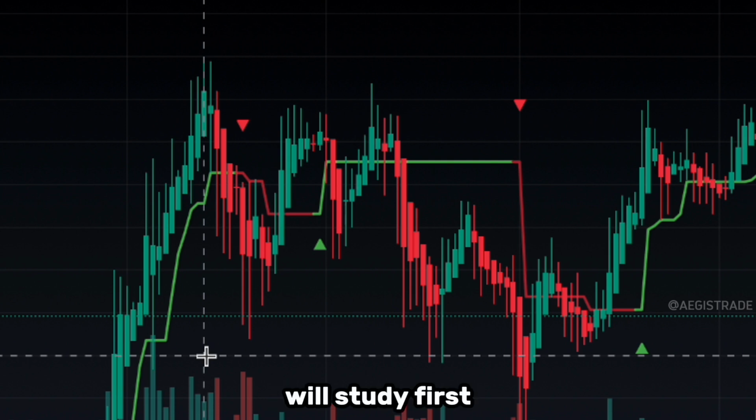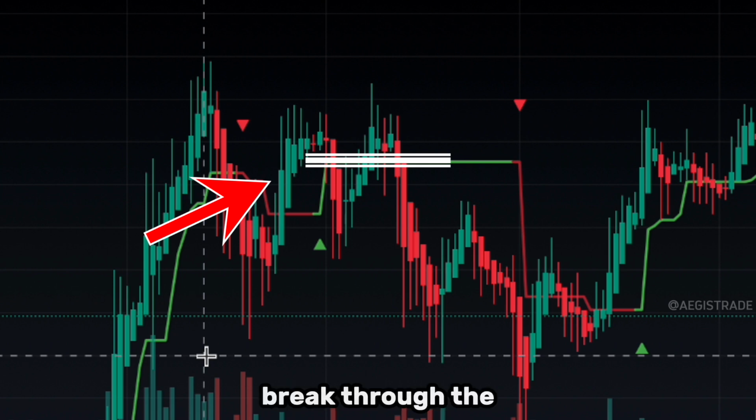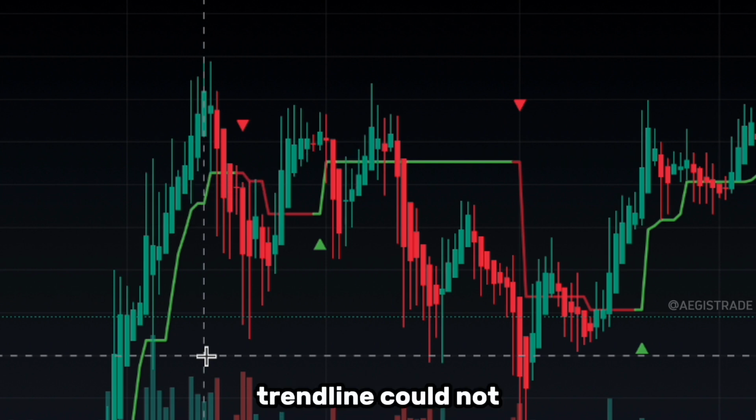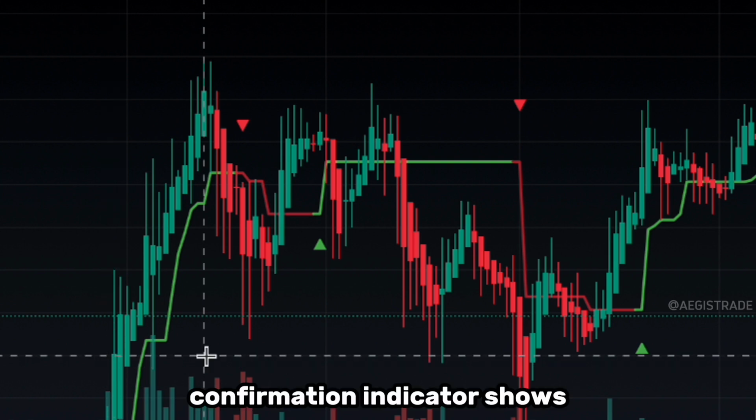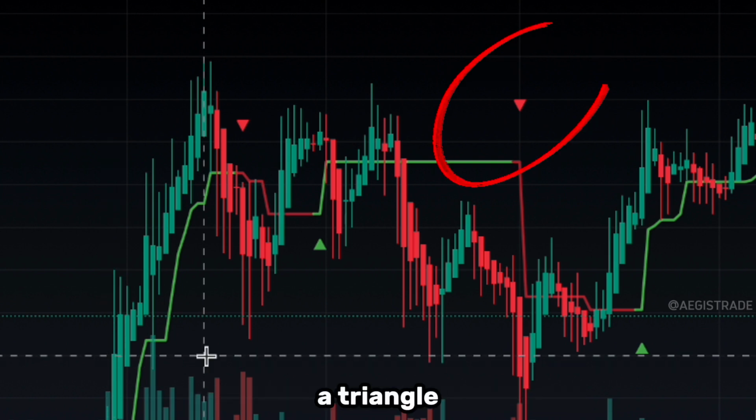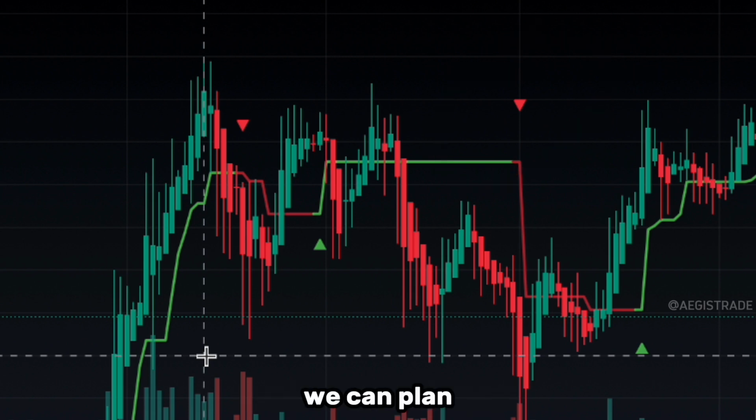First, the Heikin Ashi candlestick shows a reversal in color from green to red. Next, the trend line indicator shows the chart breaking through the bullish green trend line, meaning that the trend line could not support the bullish momentum. And third, the confirmation indicator shows a triangle signal of reversal from bullish into bearish. In this scenario, we can plan for a short position trade.